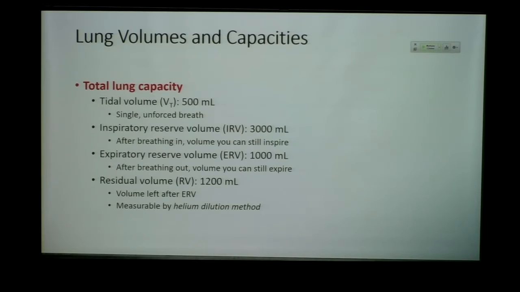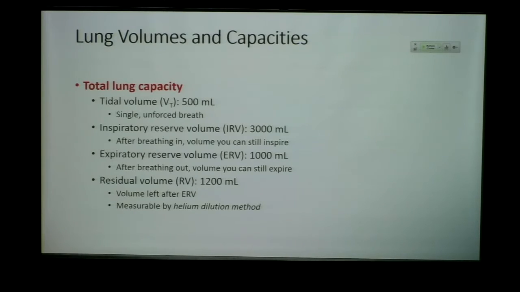So a tidal volume is your single unforced breath. I'm going to have you guys actually mimic this on yourself if you'd like, and get a sense of this actual volume in your own physiology. So if you're taking a quiet normal breath, right? So sit still, take your quiet normal breath, you bring air in and bring air out. That's your tidal volume, right? It's usually about 500 milliliters.